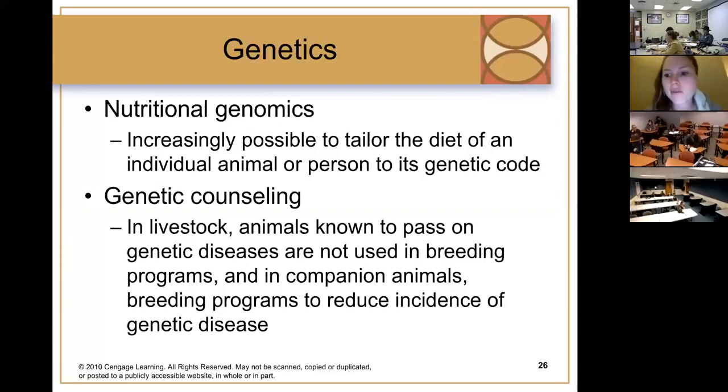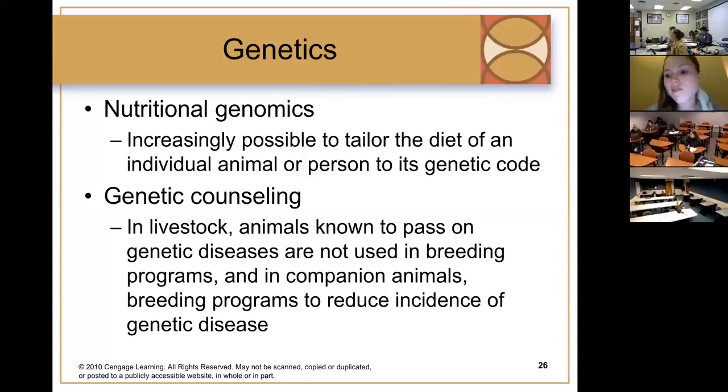Genetic counseling is also part of genetics, mostly for people. If you've ever heard of that, some people get their DNA mapped, and then they may have genetic counseling to see what diseases they're prone to. In livestock, animals that are known to pass on genetic diseases are not used in breeding programs, because you don't want to pass on any kind of disease genetically. You don't want that showing up. It's also used in companion animals to reduce the incidence of genetic disease.